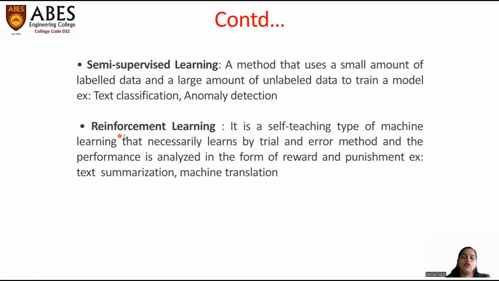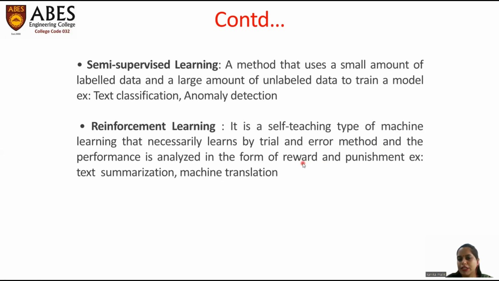Now the fourth one, students, is reinforcement learning. What is it? It is a self-teaching type of machine learning that learns by trial and error method, and the performance is analyzed in the form of reward and punishment. It is a fourth type of mechanism in which an agent is present and it interacts with the environment. By giving some input values, it tries to predict different outputs. So basically it is a trial and error method where we can get different outputs, and those different outputs can be of two types.